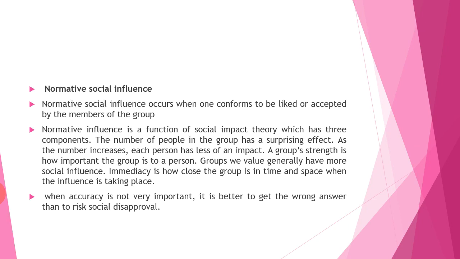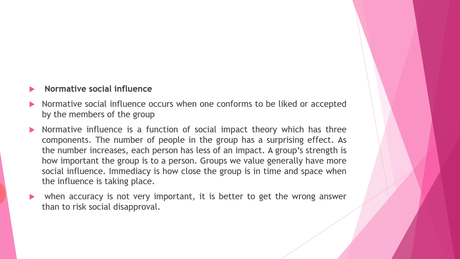The number of people in the group has a surprising effect. As the number increases, each person has less of an impact. A group's strength is how important the group is to a person. Groups we value generally have more social influence. Immediacy is how close the group is in time and space when the influence is taking place. These are the factors that affect normative social influence: the strength, the immediacy, and the number of people.